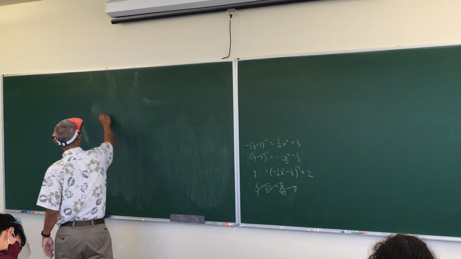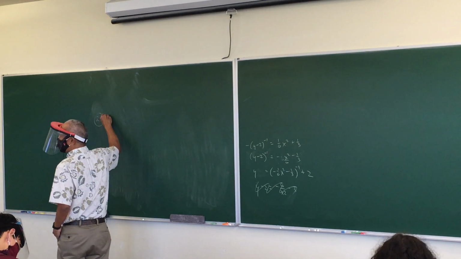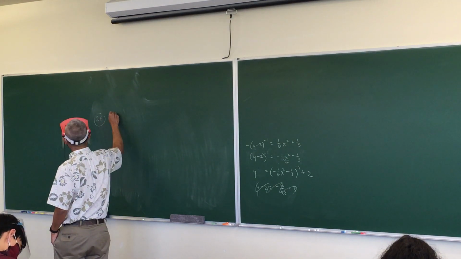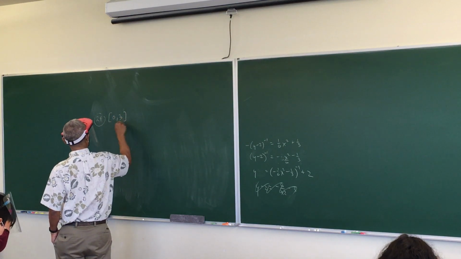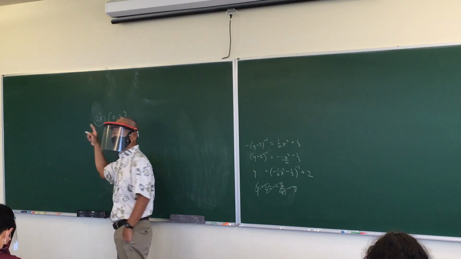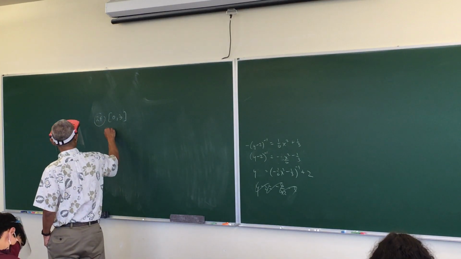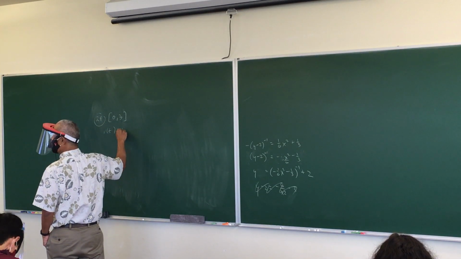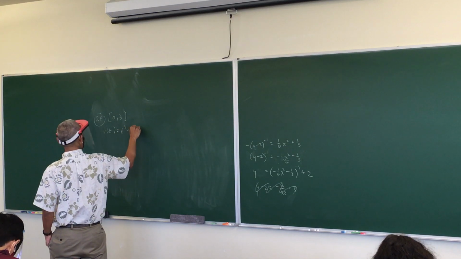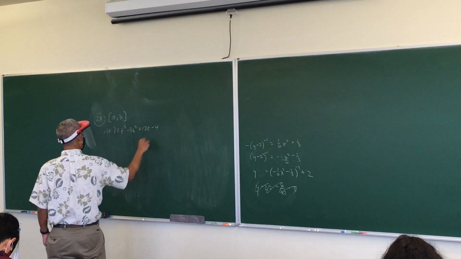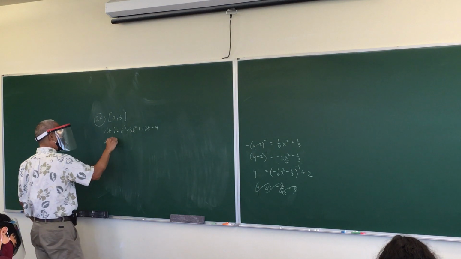So number 24. Find the maximum acceleration from 0 to 3, which means already, that tells you, don't forget to check the endpoints, where the velocity is given by t cubed minus 3t squared plus 12t minus 4. So first you have to find the acceleration.